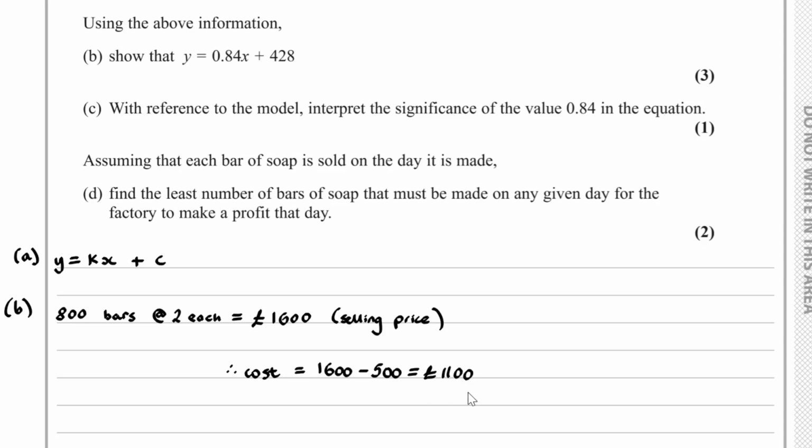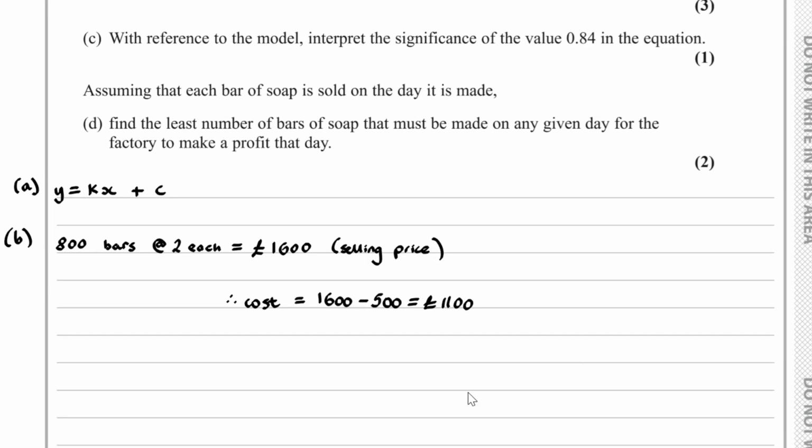Okay, so that is the cost of making these 800 bars of soap. Now if we consider these 300 bars of soap, again at £2 each. So let's make that clear, we're selling them at £2 each.